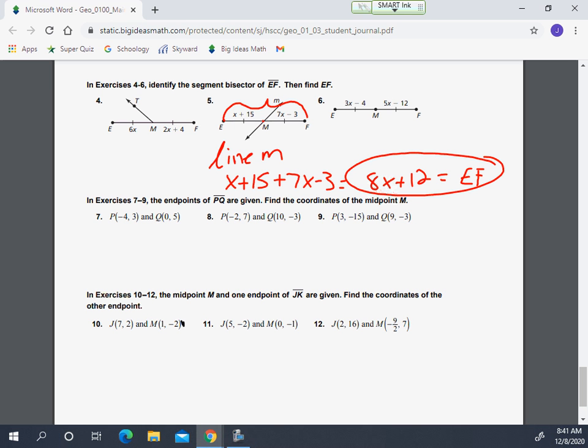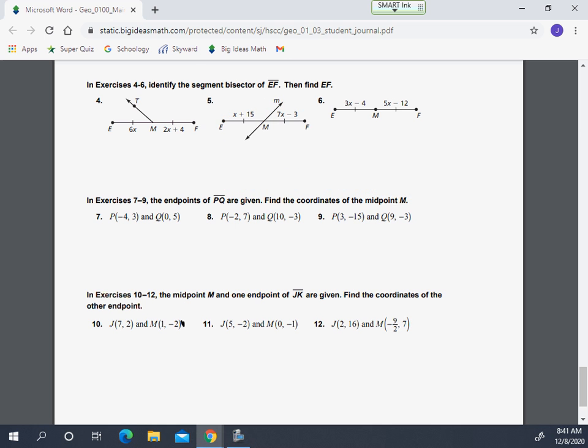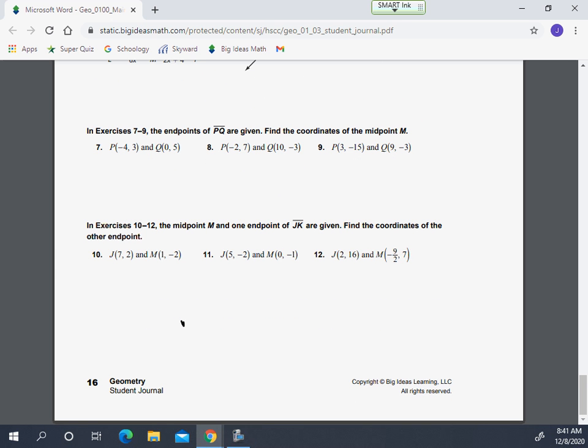The endpoints PQ are given. Find the coordinates of the midpoint M. Okay, well, here we go. I'll go through one of these, and again, you guys can do the rest. I'll go through number 8.